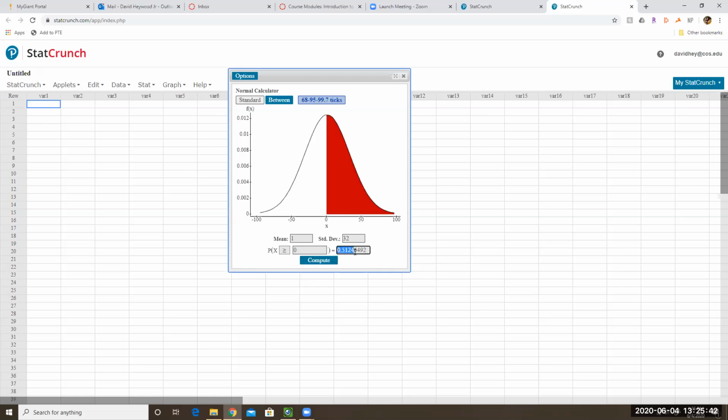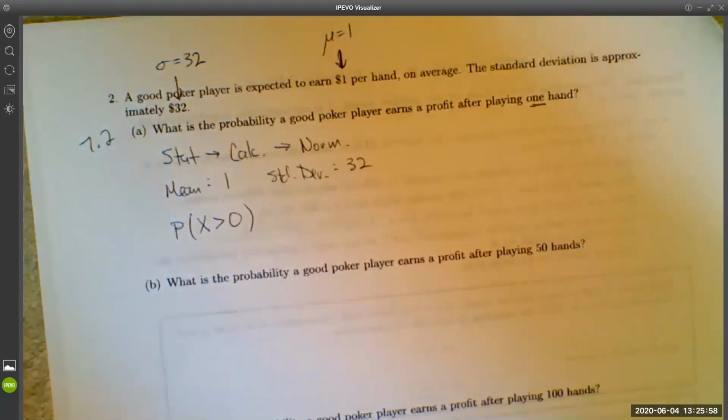So pretty good odds, right? Pretty good odds that after their first hand, they're going to earn a profit. So 0.5124. A little better than a 50% chance.